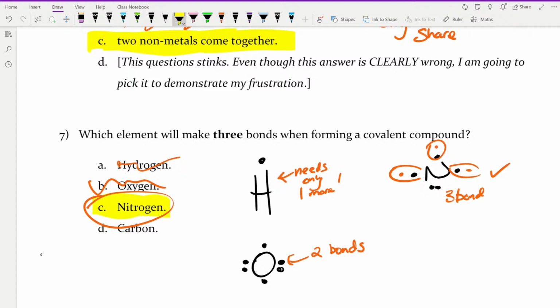And then just to show it can't be carbon, carbon has 1, 2, 3, 4, so it's going to form 1, 2, 3, 4 bonds. So that can't be it.